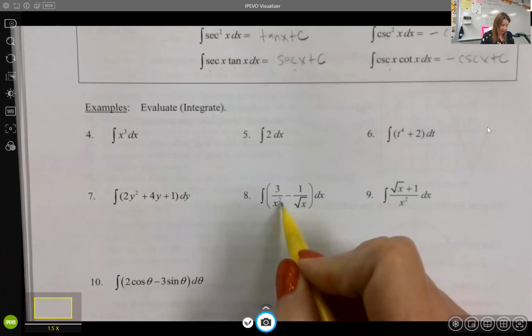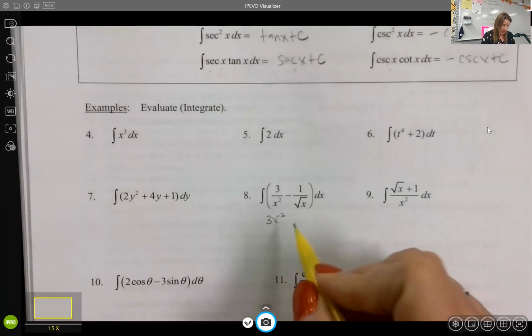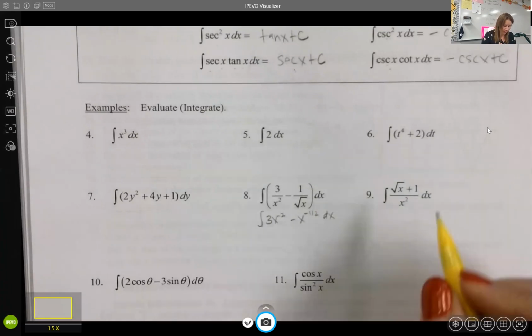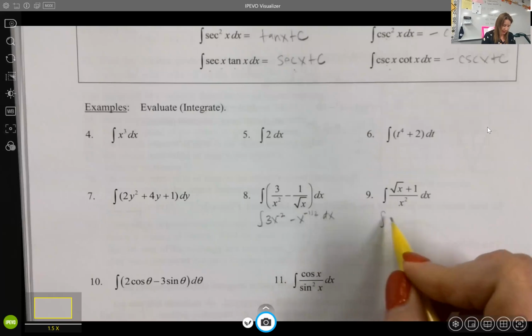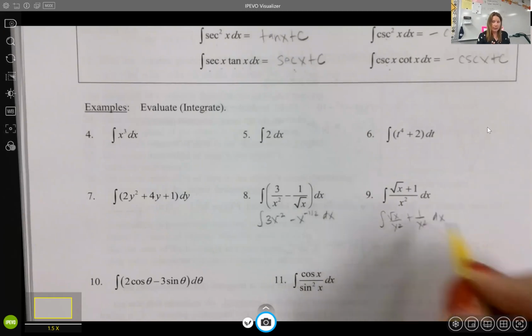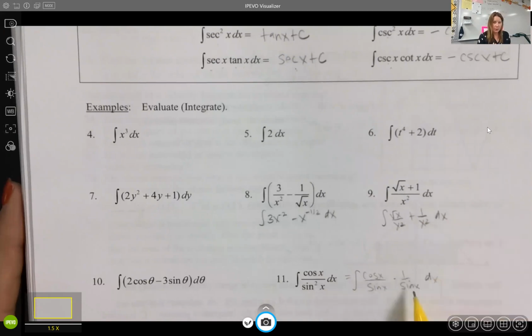So with 3 over x squared, I'm going to write this as 3x to the negative 2. And I'm going to write this as x to the negative 1/2. With this one, we're going to write it as root x divided by x squared plus 1 divided by x squared. So I'm separating it. Okay, and then I'm going to separate this one so that it has a sine of x twice. Okay, so I've got the sine of x twice, and I'm going to let you go from there.